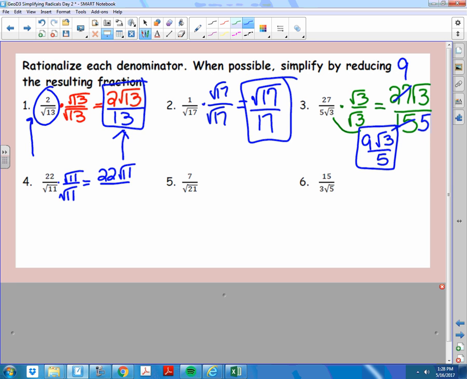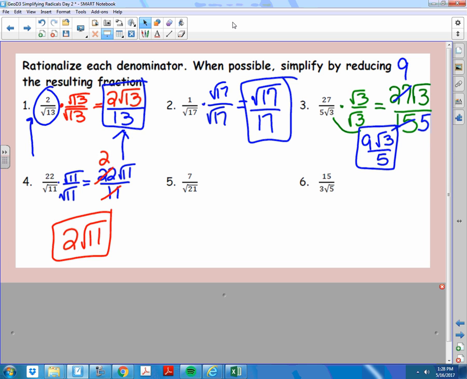Simplify it more. Everything over 1 is just regular. Three over 1, don't give me a fraction over 1, please. What you should have gotten is 2 square root 11 as the final answer.